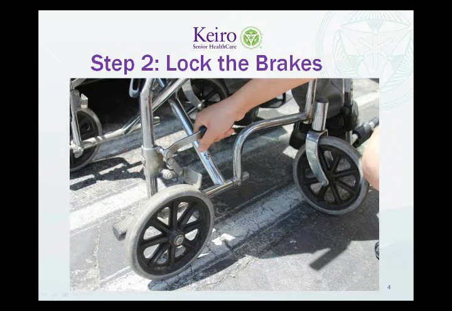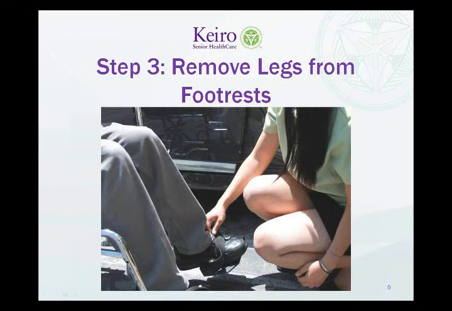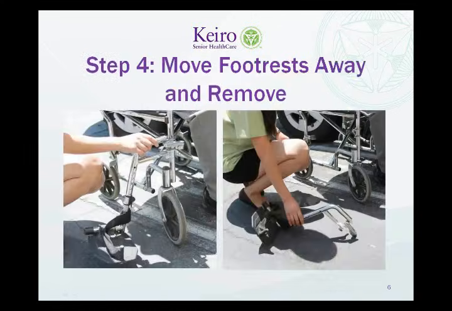Step 2. Be sure to lock the wheelchair brakes before moving forward. Step 3. Assist the care recipient in removing their legs from the footrest. Step 4. Swing the footrest assembly out and away from the care recipient's legs and lift to detach. Set the footrest assembly off to the side so it will not become a tripping hazard.